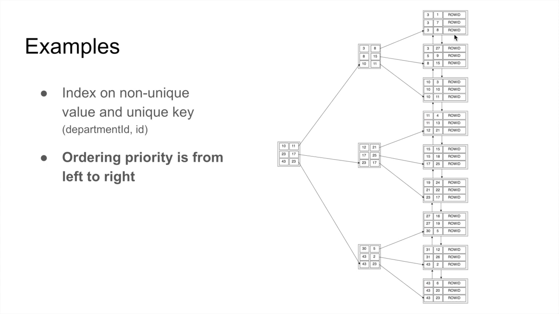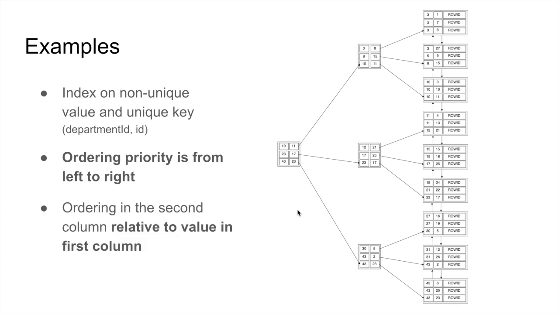Because of the ordering priority, all of the values of the department ID column are globally ordered throughout the leaf node chain. So that basically means that you will find the lowest department ID value in the first leaf node, and you will find the highest department ID value in the last leaf node.